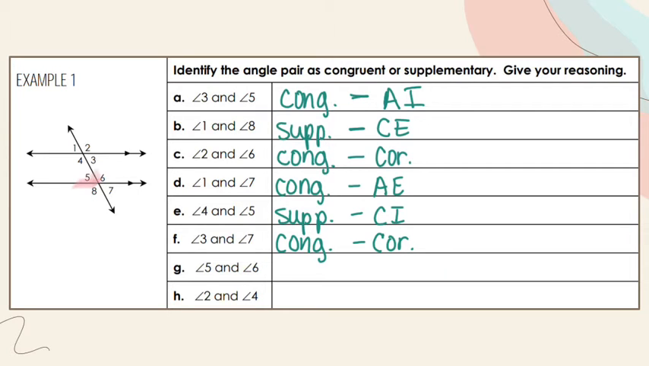Angle 5 and angle 6 are supplementary because they are a linear pair, meaning that they form a line. Angle 2 and angle 4 will be congruent because they are vertical angles. They are across from each other.